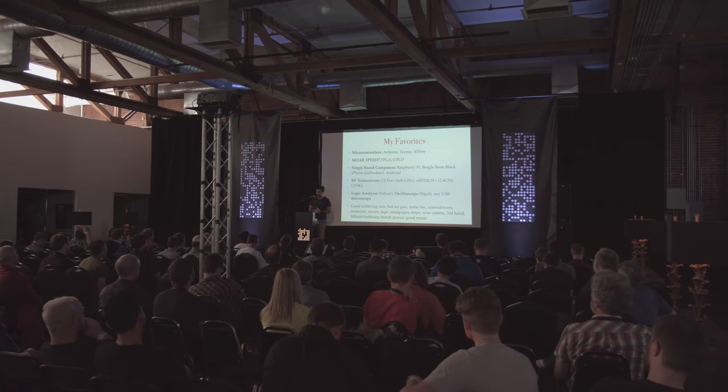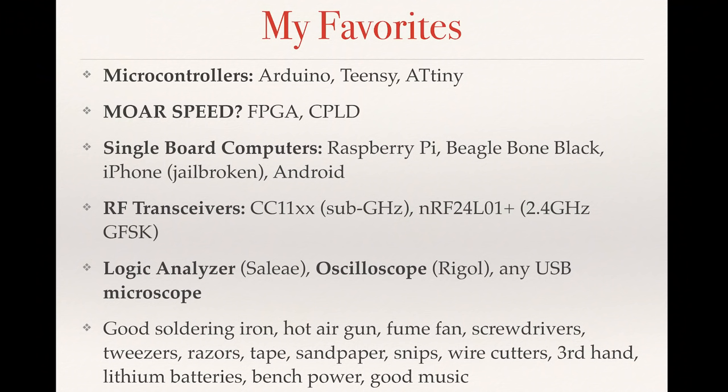Oscilloscope, right? A USB microscope. Stuff that is really important to me when I'm attacking stuff: a good soldering iron. Just get a good soldering iron. Spend $100. It'll last a long, long time. A hot air gun. A fume fan so you don't get lead in your system. I keep switching between leaded and unleaded because, oh man, unleaded solder sucks so bad. Then my girlfriend gets mad and she's like, that's lead.